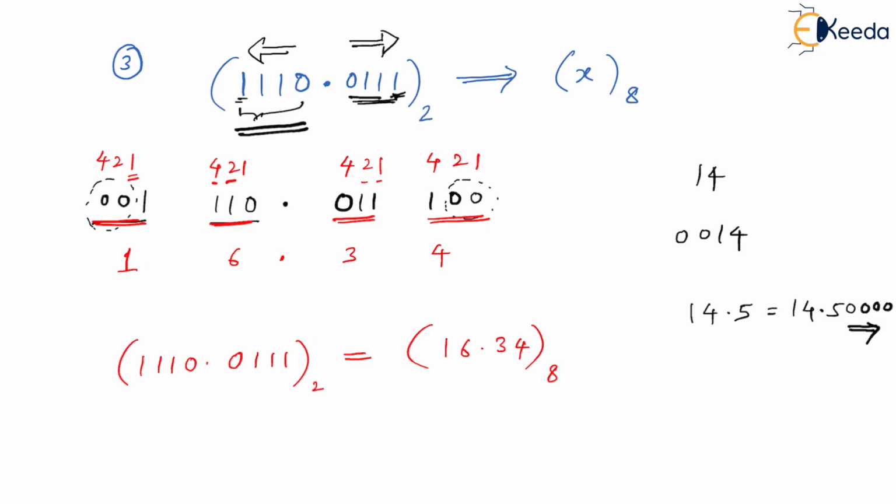Whenever you have a decimal point, for the number present to the left side of the decimal point, make groups of 3 bits, starting from right to left. And whatever fractional part you have after the decimal point, group it in 3s as well, but from left to right. So this is about how you convert binary to octal.